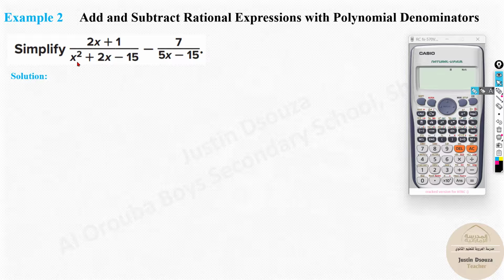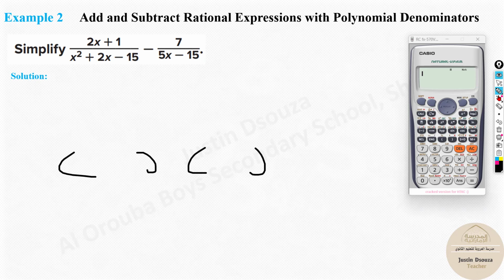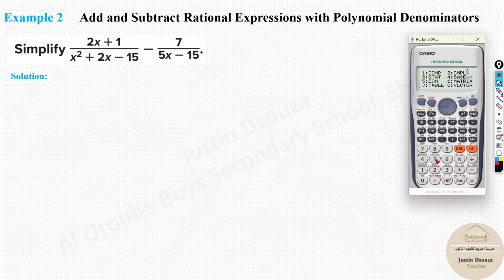Our goal is to simplify these terms, in the sense we can't keep it in quadratic form. We need to get it in terms of factors. We have to factor the trinomial. The easiest method is mode 5 then 3, and now you just put in the coefficients: that is 1, then 2, and lastly minus 15. And now you can see the factors over here: x equals 3 and x equals negative 5.